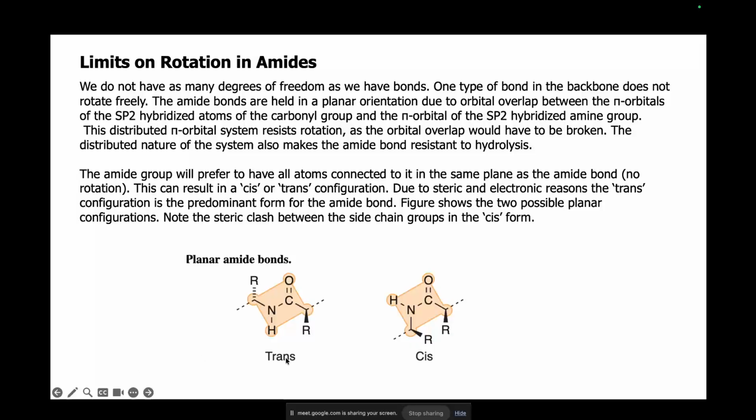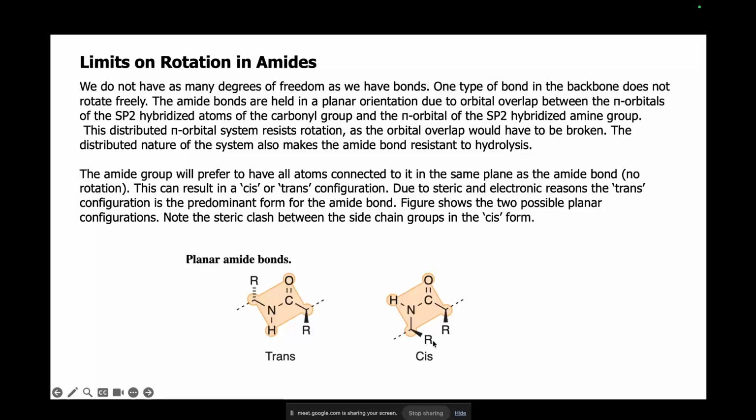The cis is basically present on the same side of the double bond. If it is present, it is called cis. So this is the double bond, the bond that we are interested in, the carbon nitrogen bond. Both the R's are present on the same side. In this case, one R is present on this side, the other on this side. So this is the trans configuration, this is the cis configuration, right? Note the steric clash between the side chain groups in the cis form.